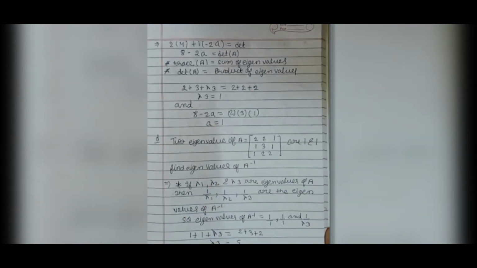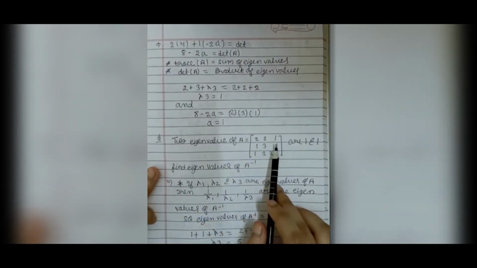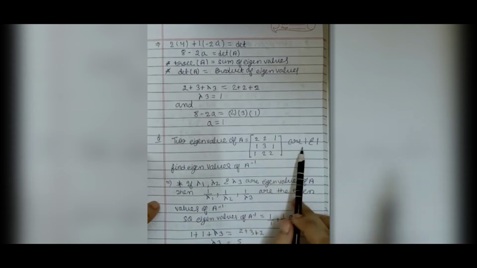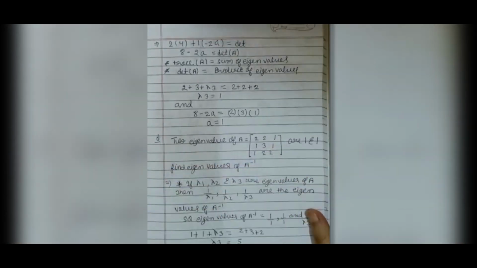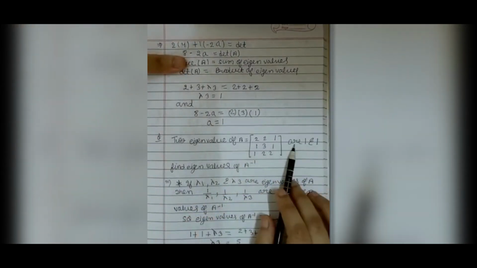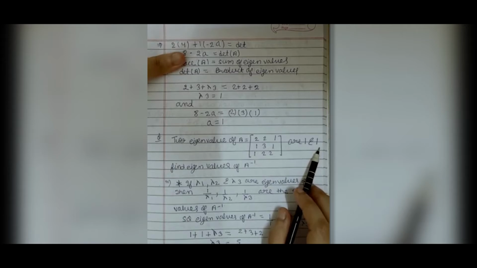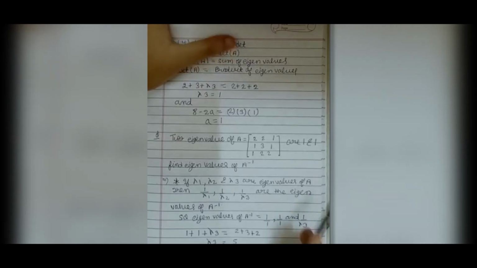So let's move on to the next question. Two eigenvalues of this matrix A are 1 and 1. Okay, find the eigenvalues for A inverse. So for this matrix we are given two eigenvalues and the values are 1 and 1. Now we need to find the eigenvalues for A inverse. So how to do this?